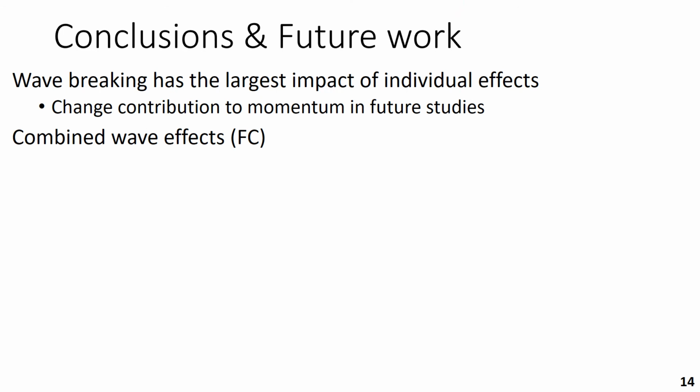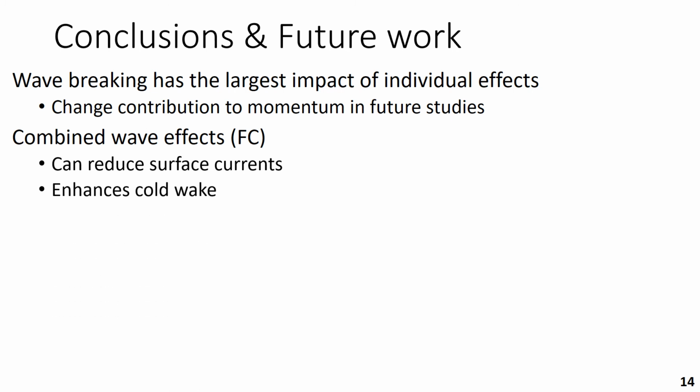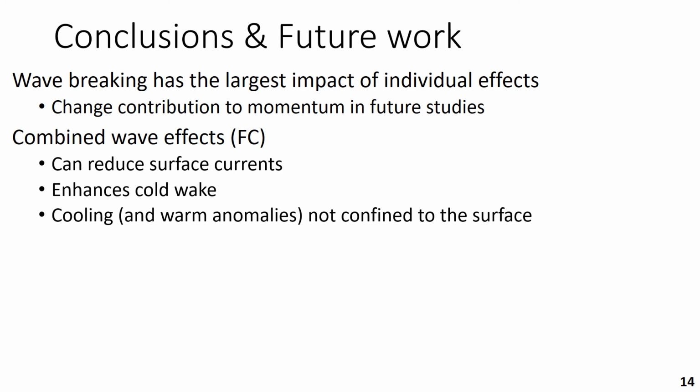So the main takeaways here are that wave breaking of the individual wave effects that I examined had the biggest impact, which was a little surprising. I was expecting it to be Langmuir turbulence. But the combined wave effects had the biggest differences relative to circulation only, because they can reduce the surface currents, enhance the cold wake, and the cooling as well as warm anomalies are not confined to the surface.